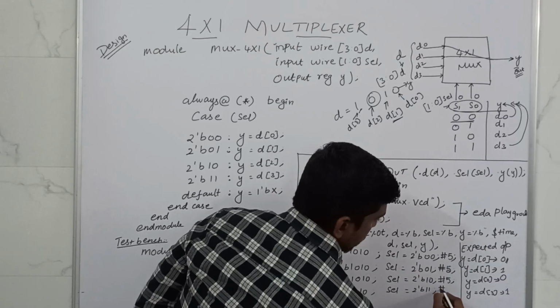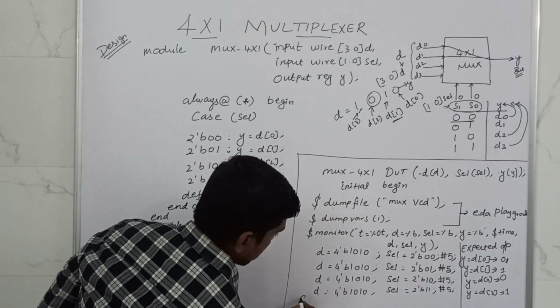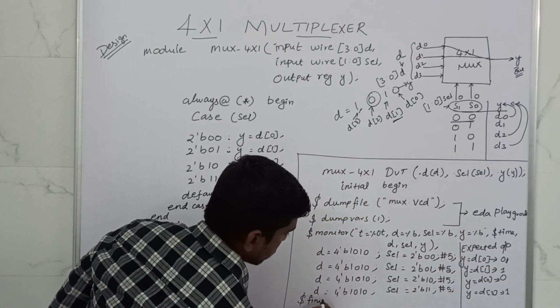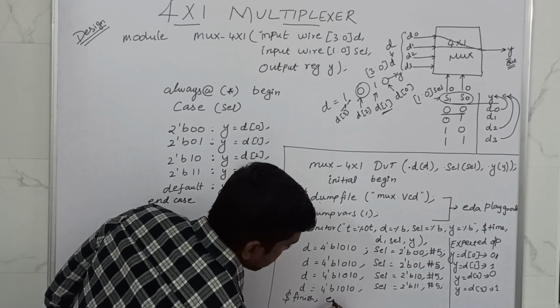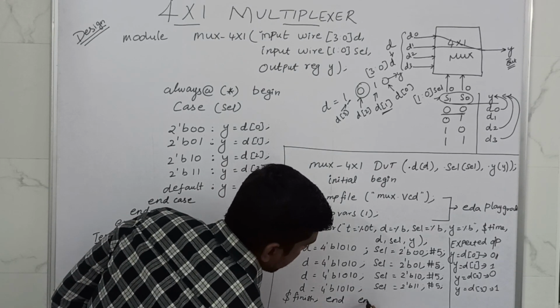After 5 time units, $finish, then end, then endmodule.